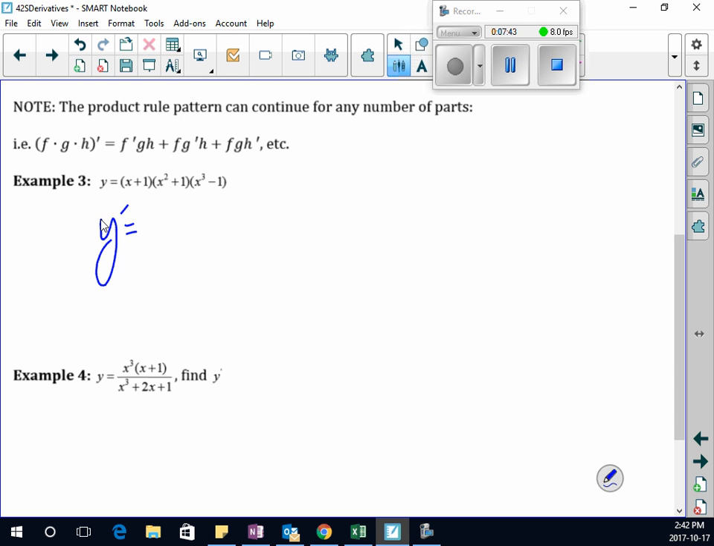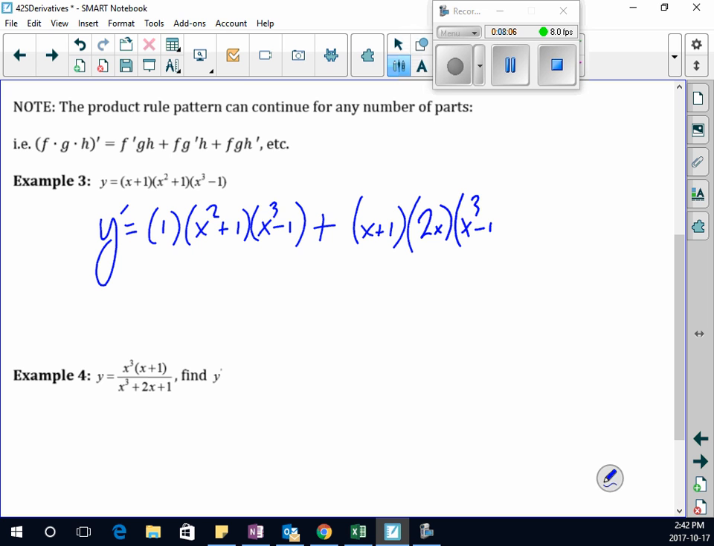Y prime equals, so we find the derivative of the first. What's the derivative of the first thing? 1. Then we leave this alone. Plus, we leave the first alone, x plus 1. Find the derivative of the second. What's the derivative of the second? 2x. Very good. Leave the third alone.